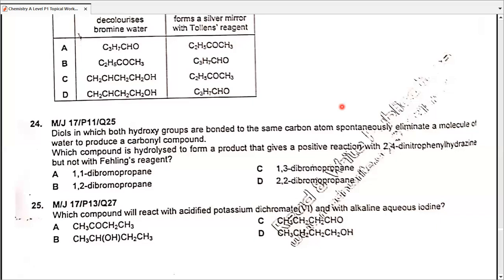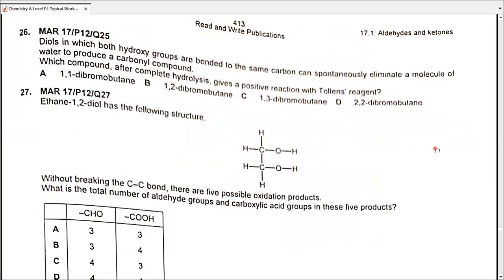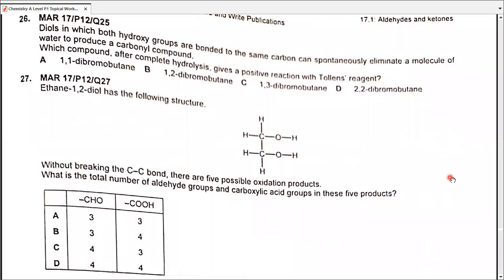Beta? Good. The same question, but this time they're asking for the positive reaction with Tollens reagent. Let's skip it. Let's move on to 27. Yeah, all right.